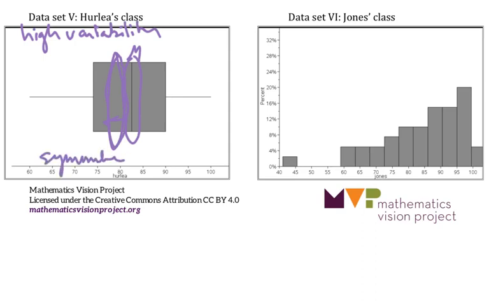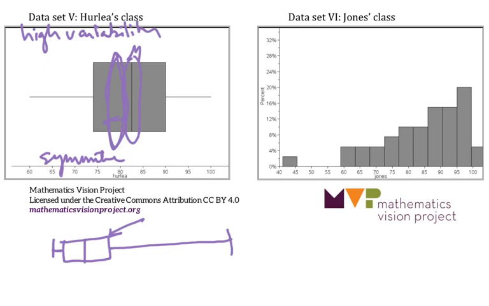A non-symmetrical box and whisker would look something like this, where all the data would be to one side, whereas this is more in the middle, right here, as we can see. Okay, all right, Jones's class.